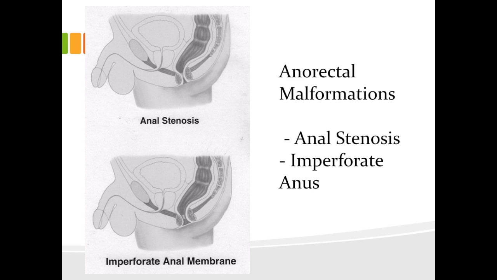So the top picture, when you look at it very closely, you can see that the anal opening is very stenotic, so it's very narrow, versus the picture on the bottom where there is a membrane that's going across the anus. There's no outlet here.